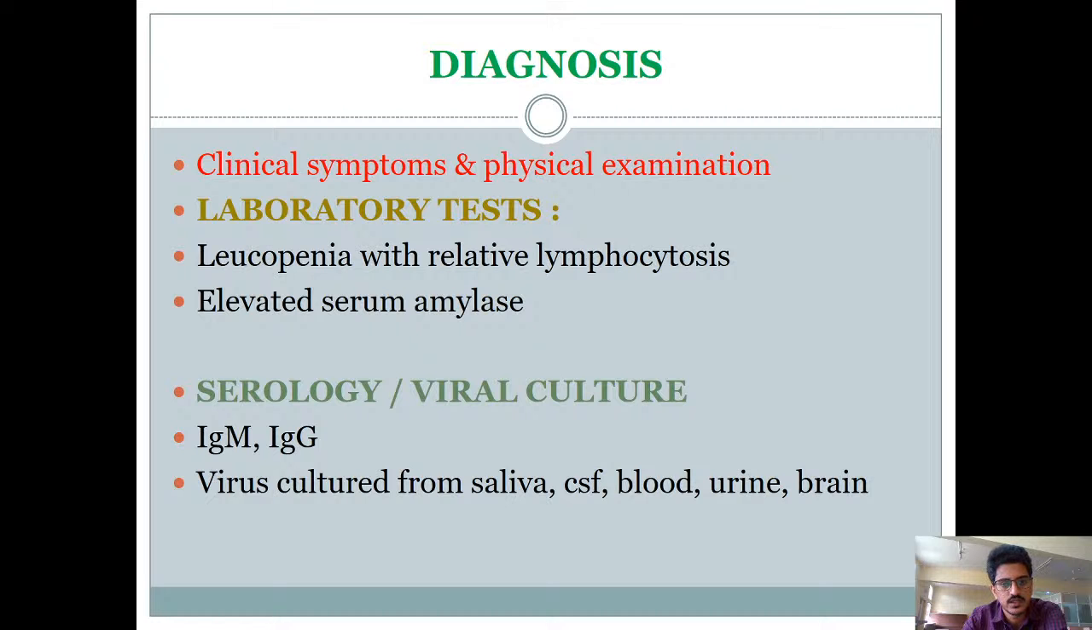Diagnosis. So how to diagnose the mumps? Basically it is a clinical diagnosis, mumps. So the clinical symptomatology and physical examination. So what are the laboratory features?